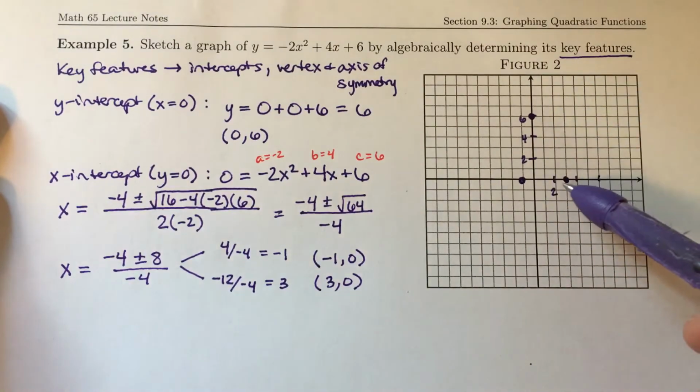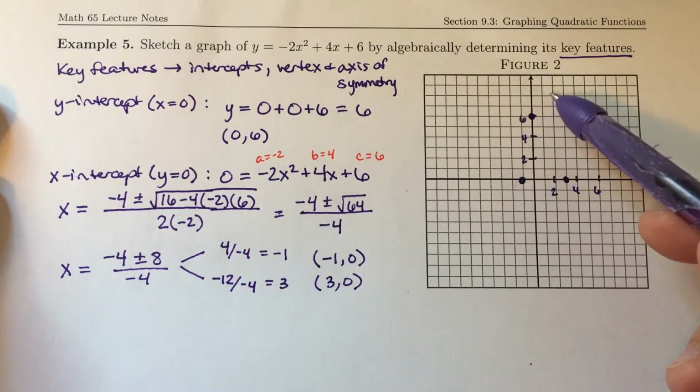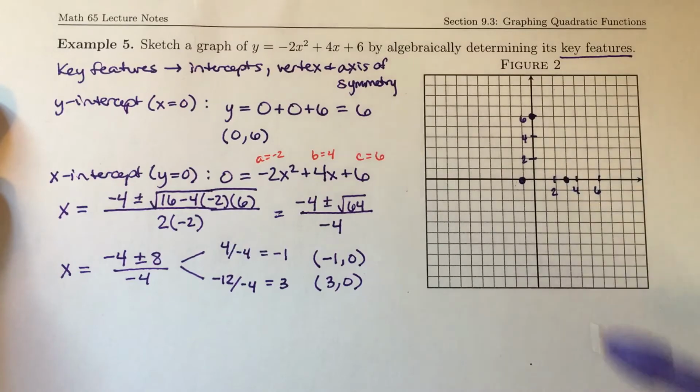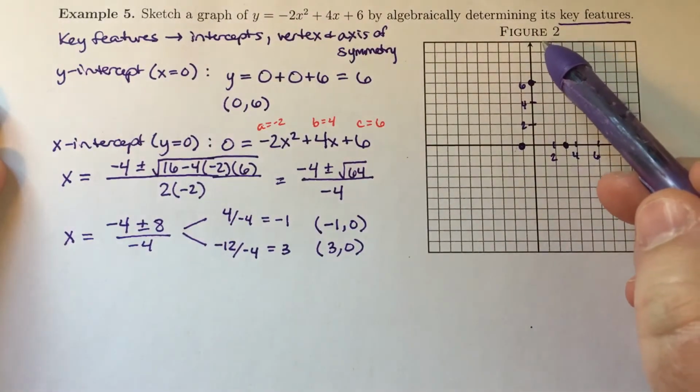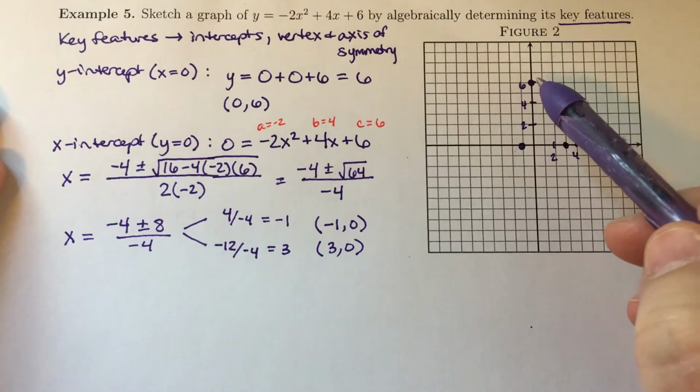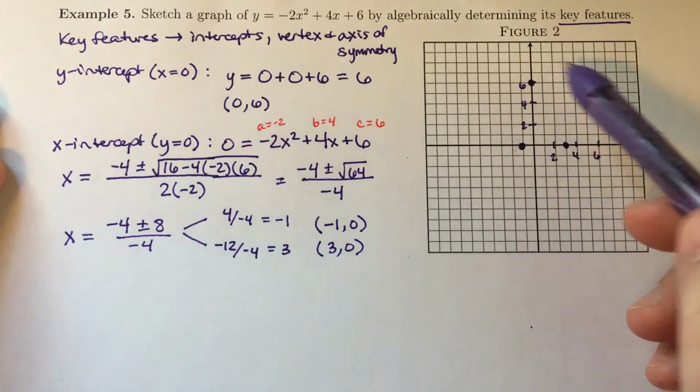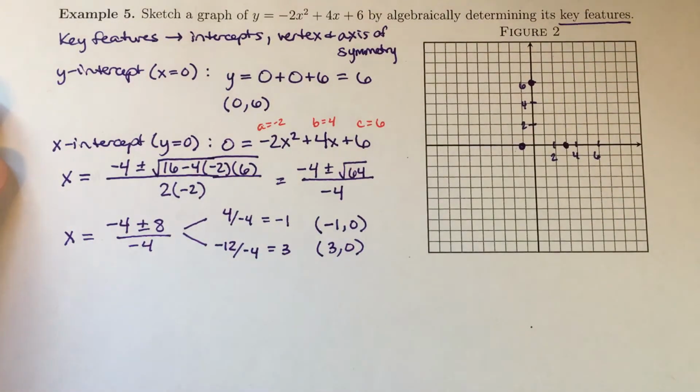And so now we have 3 points. We can already see that the vertex is going to be up here, and it makes an upside down parabola. But we really should find the vertex because we need to know how far up it goes. Does it go up here? Is it here? Is it just barely going above that y-intercept?